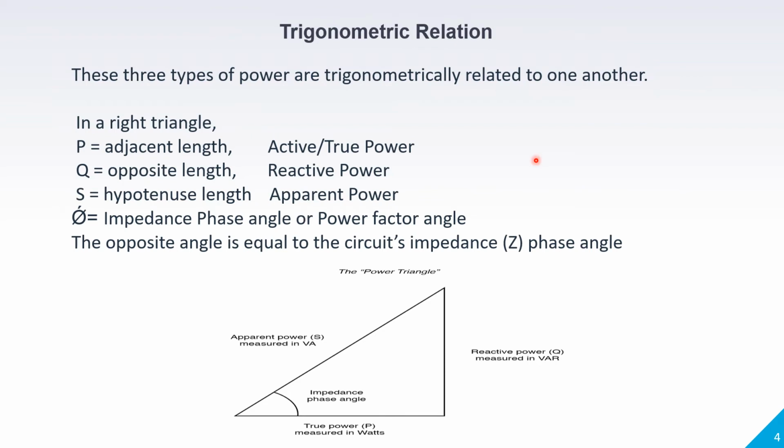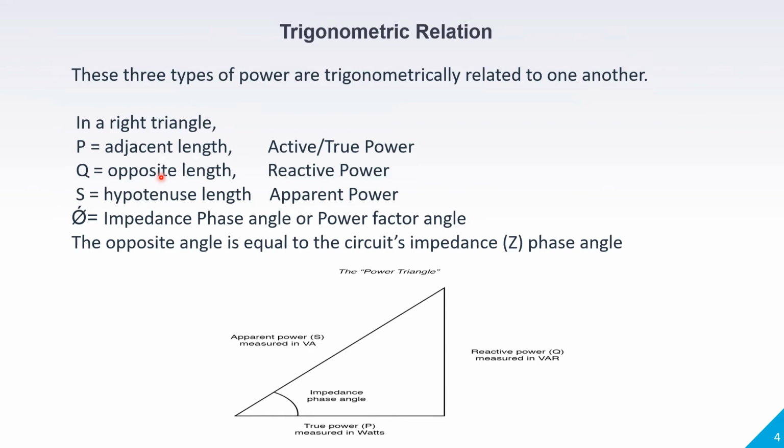Trigonometric relation between three powers, that is true power or active power, reactive power and apparent power. So these three types of power are trigonometrically related to each other. In a right angle triangle, P, that is the horizontal component, is the adjacent length and this is nothing but the active or true power. Active power is the true output of the device, or net output of the device, and is called true power or active power.